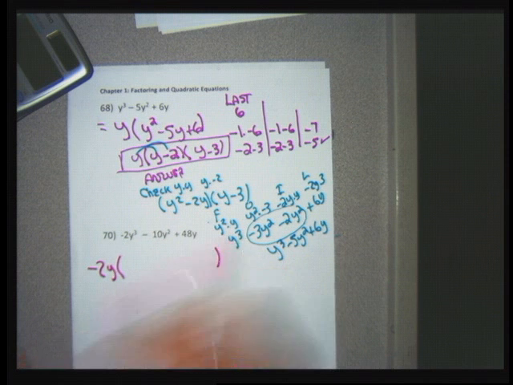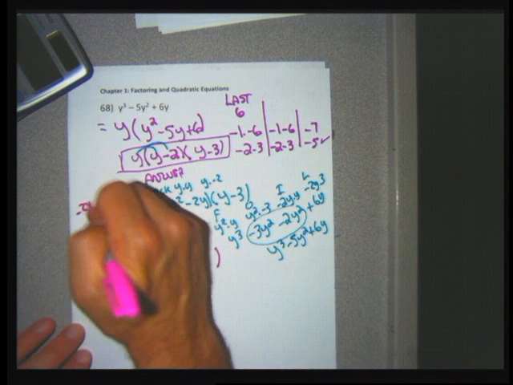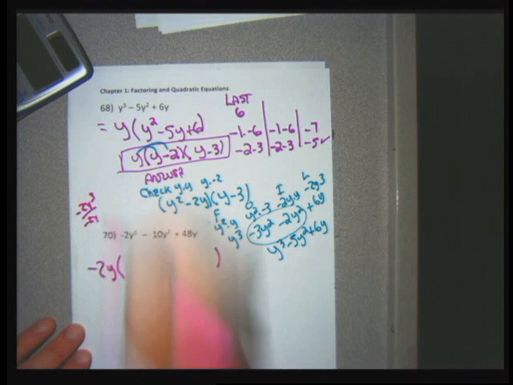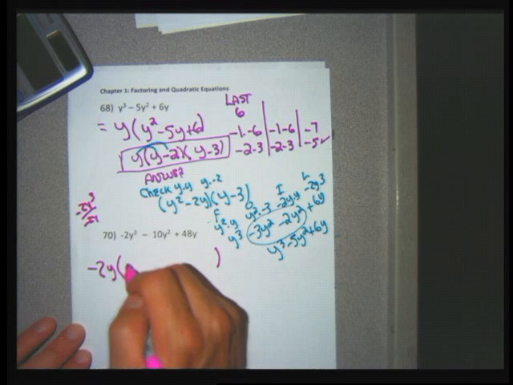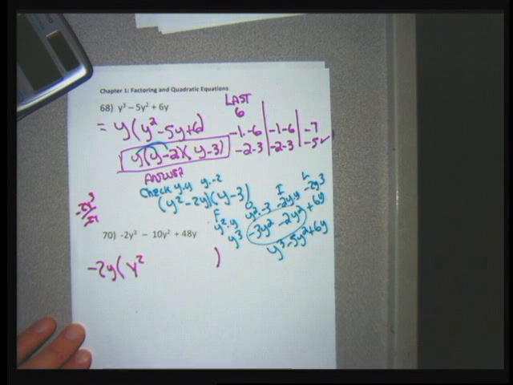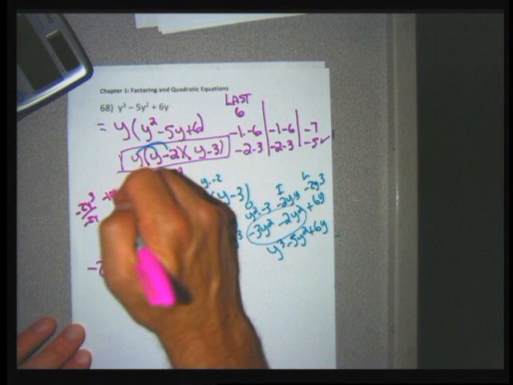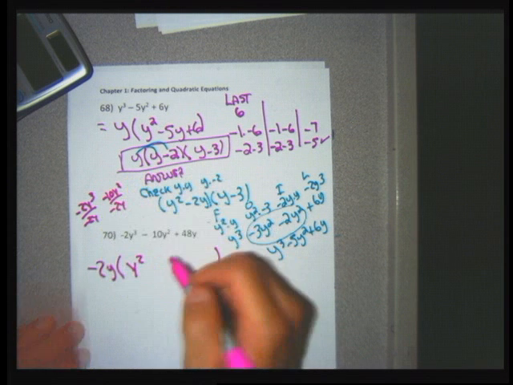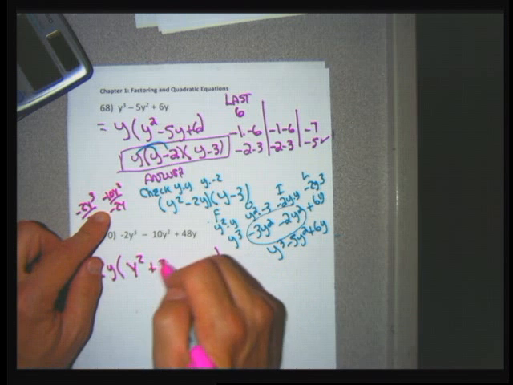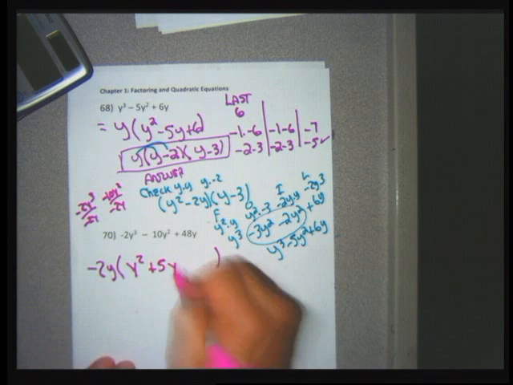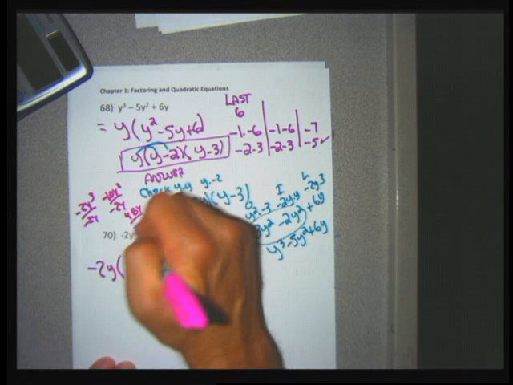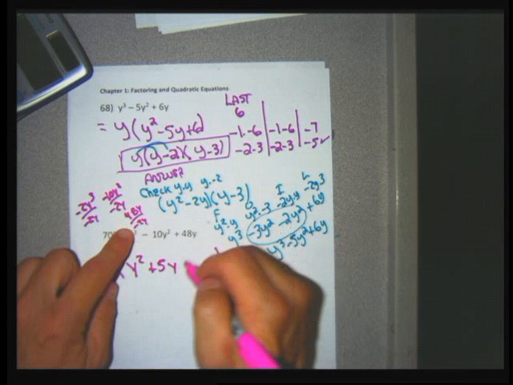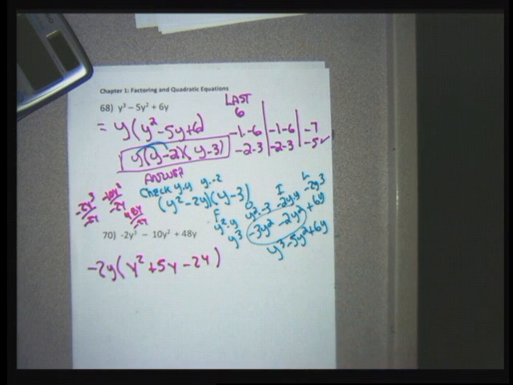To figure out what's left, I'd go minus 2y cubed over minus 2y. The minus 2's cancel, and I had 3 y's. I took 1 y away. I'm left with 2 y's. If I did the same with the minus 10, minus 10y squared over minus 2y. Minus 10 over minus 2 is positive 5. I had 2 y's. I took 1 y away. I'm left with 1 y. And the last, 48y over minus 2y. 48 divided by negative 2 is minus 24, and I took its y away. So that's factoring out the common factor.